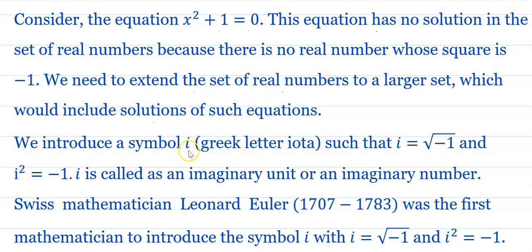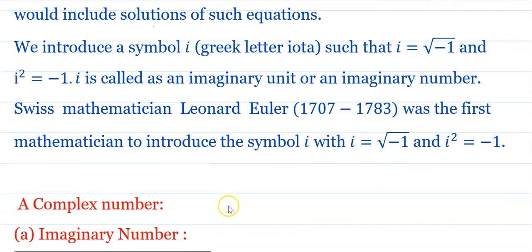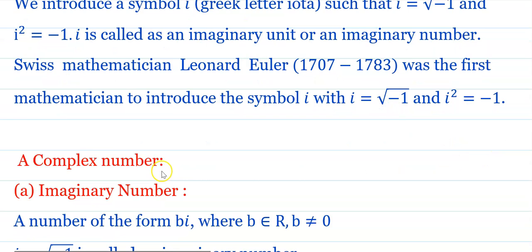We introduce a symbol i, okay, Greek letter iota, such that i is equal to root of minus 1. And what about i square? i square is minus 1. i is called an imaginary unit or imaginary number. Swiss mathematician Leonhard Euler was the first mathematician who introduced the symbol i with i is equal to root of minus 1. And if we take the squaring on both sides, then you will get i square is equal to minus 1. Now see this here.